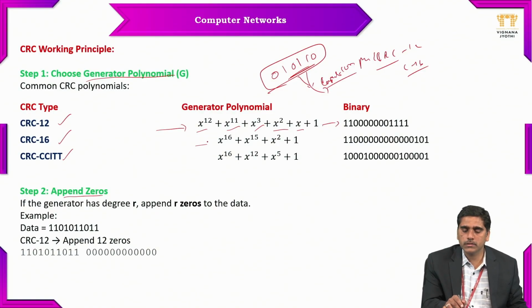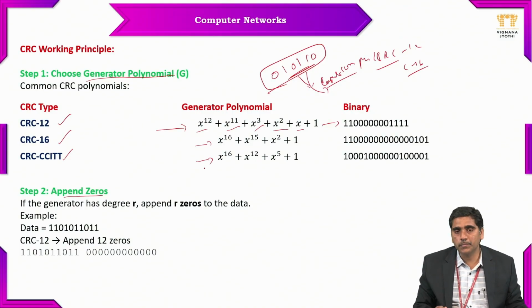And this one is the CRC-16 polynomial, and this one is the CRC-CCITT polynomial. The polynomials and their binary bits are described here. The CRC-12 generator polynomial consists of 13 bits, the CRC-16 polynomial consists of 17 bits, and the CRC-CCITT polynomial also consists of 17 bits. When you perform the computation process, you use these binary bits.